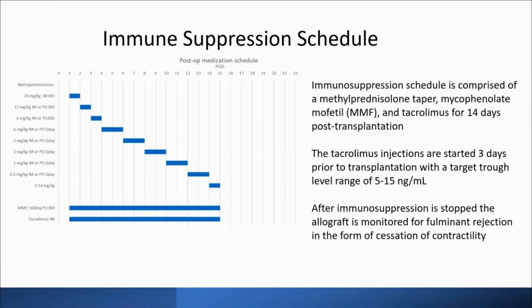This is the immunosuppression schedule that we have developed. It is a schedule that is a triple therapy of immunosuppression. It consists of a prednisolone taper, and MMF and tacrolimus for 14 days post-transplantation. In addition, the tacrolimus injections are started 3 days prior to transplantation, and we found that it is very critical to get a target trough level range of 5 to 15 nanograms per mil. And then after the immunosuppression is stopped at day 14, the allograft is monitored daily for the cessation of contractility.